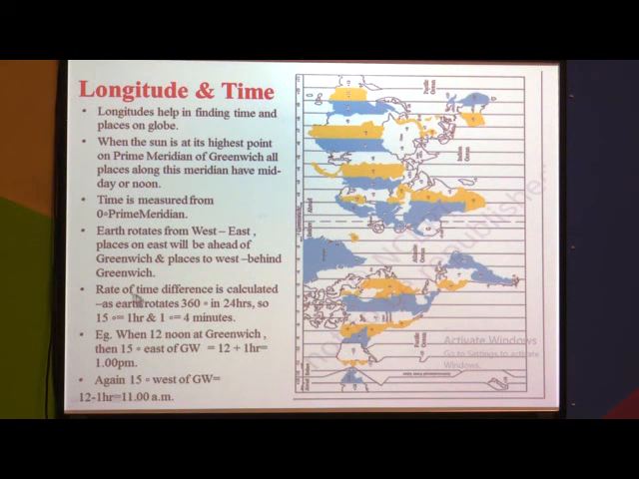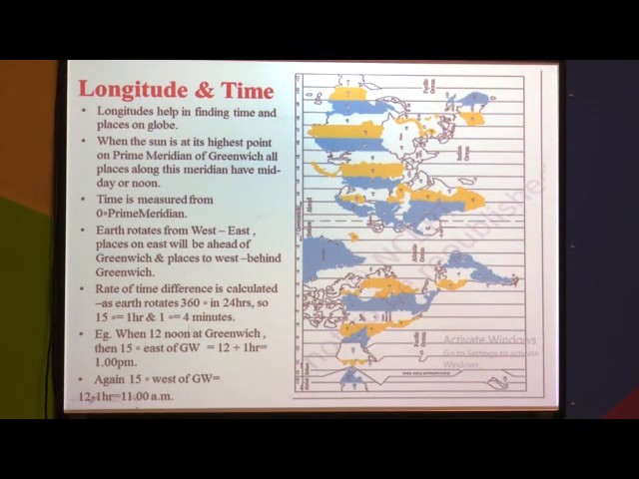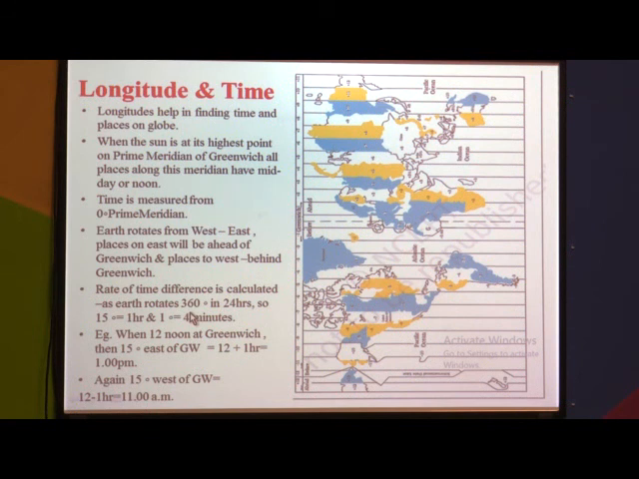See this, rate of time difference is calculated as earth rotates 360 degrees in 24 hours. So all these longitudes, there are 24 longitudes, children. 12 longitudes are on the eastern side and 12 longitudes are on the western side. So in total there are 24, and the earth takes 24 hours to rotate through all these longitudes, which make up 360 degrees.